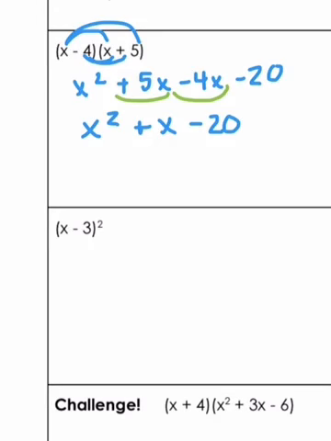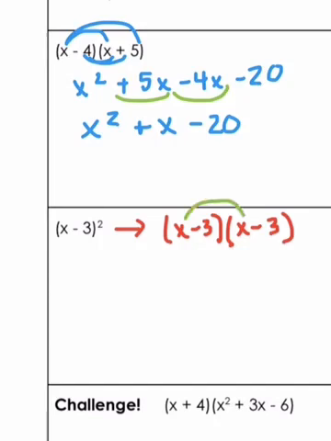This one is slightly different. It's still the same steps, but it has x minus 3 squared. So what that really means is it means to write x minus 3 times x minus 3, because an exponent makes us multiply the base by itself. So then we can solve.